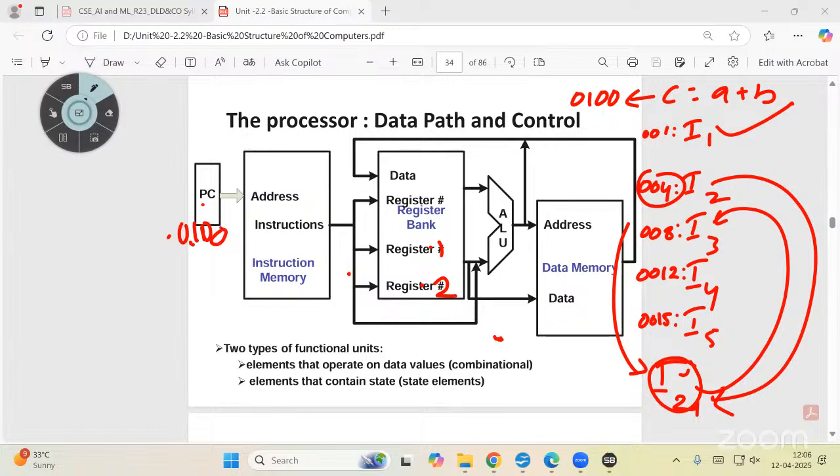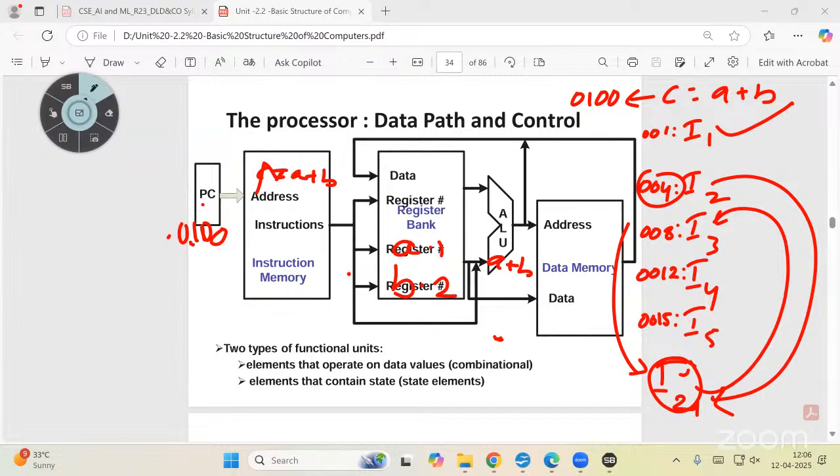Now this address data can be loaded here. That is C is equal to A plus B. You can remove C, A and B. Now this A and B: here you can take the A register and here the B register. So in register 1, we are placing the A content, and in register 2, we are placing the B content, and here A plus B can be performed.